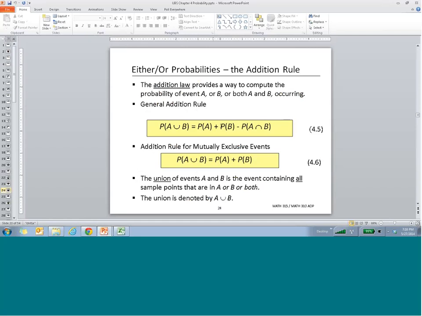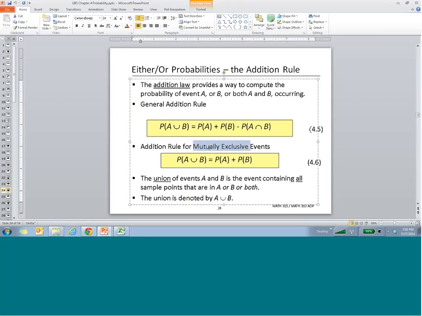Right here. So the two different ways were, I said, what's the probability of the whole left-hand circle plus the probability of the whole right-hand circle minus the overlap of the two circles? That's one way we can figure that out. Or it's just the probability of the left-hand circle plus the probability of the right-hand circle if they're mutually exclusive, if the circles aren't overlapping. Okay?